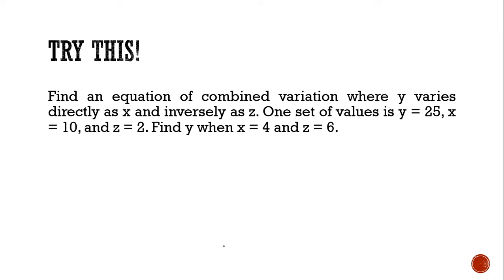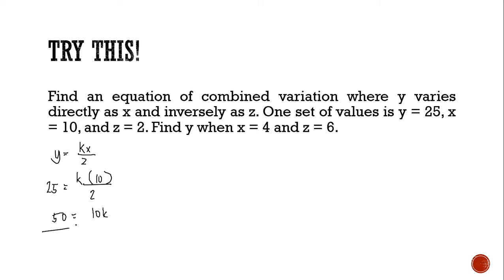Okay, so let's proceed in solving for this one. So same process. We have to write first our formula. Y is equal to kx over z, and then substitute the known values for each variable. So we have y is equal to 25, k is still missing, x is equal to 10, and z is equal to 2. And then after this, you cross multiply. So you'll be having 50 is equal to 10k.